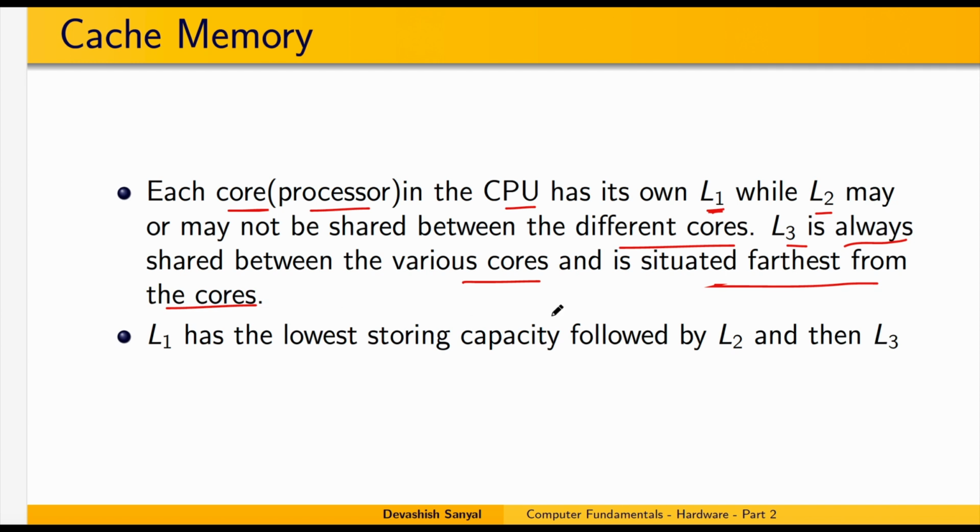So L1 has the lowest storing capacity, followed by L2 and then L3. So this is the hierarchy.